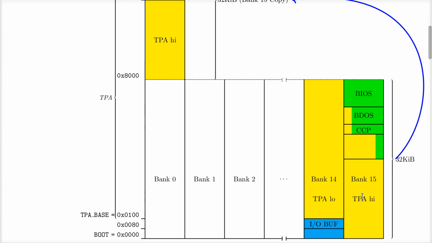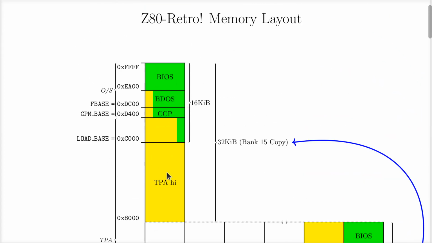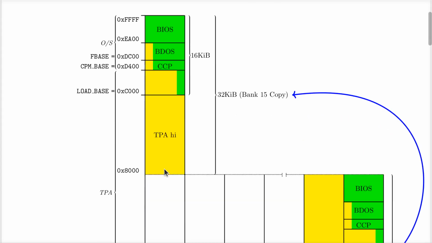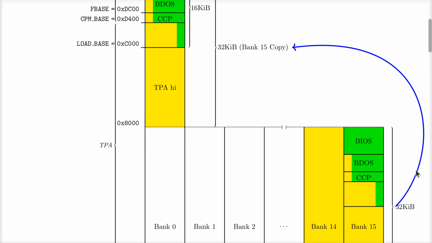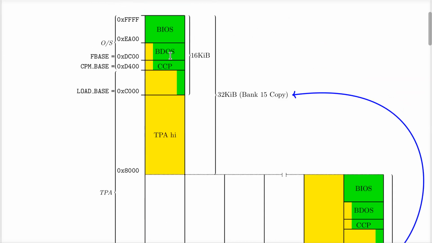Okay. The high part of the TPA is stored in bank 15. Each of these banks is 32K. The Z80 can access 64K at once, so it can see both bank 14 and 15 at the same time, provided that we choose bank 14 to appear in the low half, and bank 15 is hardwired to appear in the high half of that 64K range, okay? So I added an arrow here to remind us that this really is the same thing as bank 15 whenever the Z80 accesses the high memory.